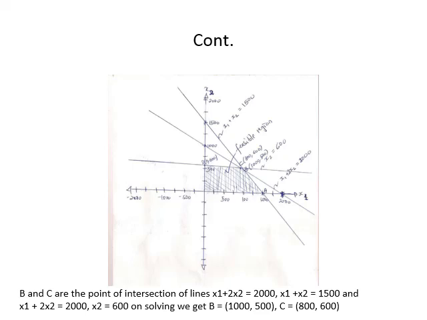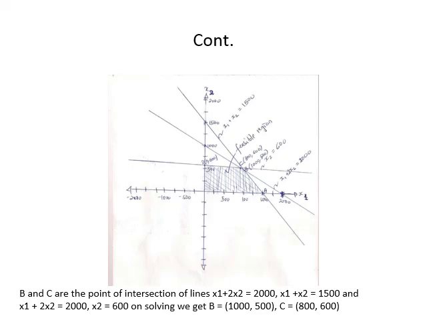A is given as 2000, 0, when x2 equals 0. And check D. D is 0, 600, the last constraint, the third constraint.